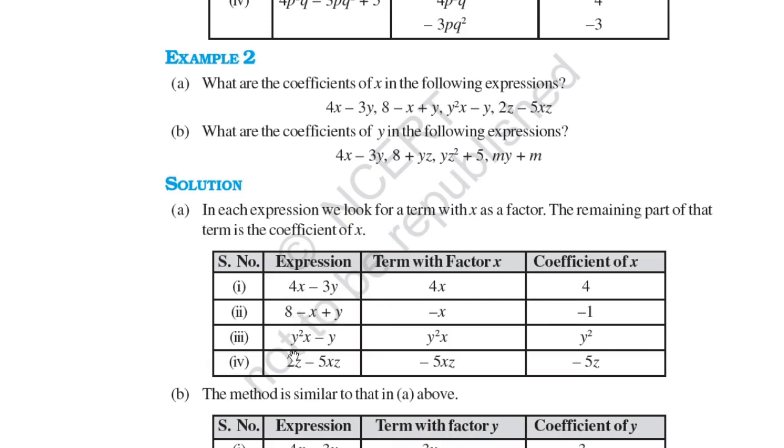Here you can see y square x is the term, and the coefficient is y square, because with x there is the coefficient y square. 2z minus 5xy: minus 5xy is the term, and the coefficient is minus 5z. So you can see here with x there is minus 5z.